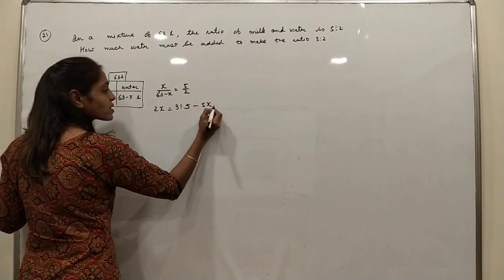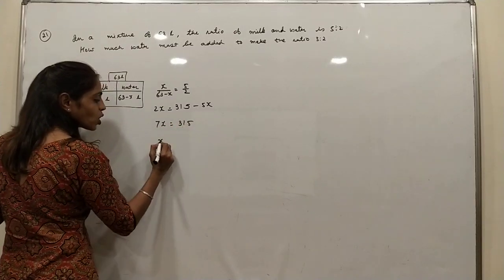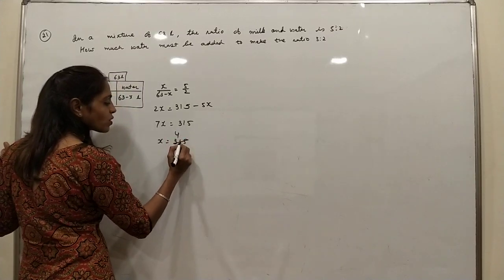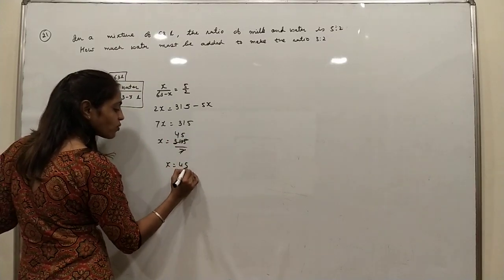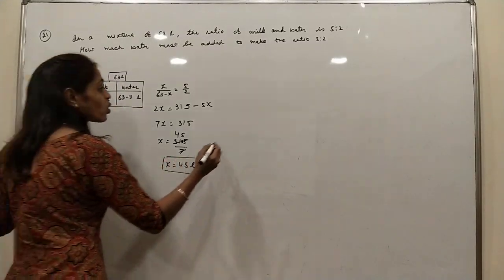315 minus 5x. So 7x is equal to 315. So x is equal to 315 by 7. So x is 45 liter initially. And what was 45? Milk was 45.